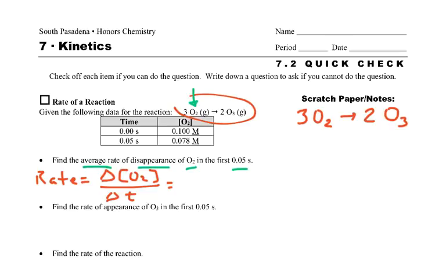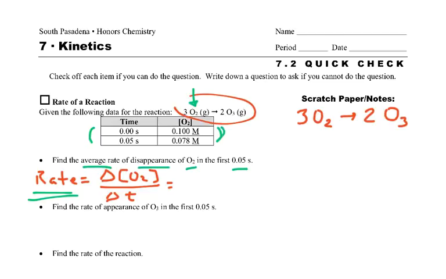Well, if we're looking for a rate, one of the equations we need to remember is that rate is defined as the change in the concentration of O2 divided by the change in time. So the change in the concentration over the change in time. All we have to do is look at those two numbers to get the change in concentration, and look at those two numbers to get the change in time.